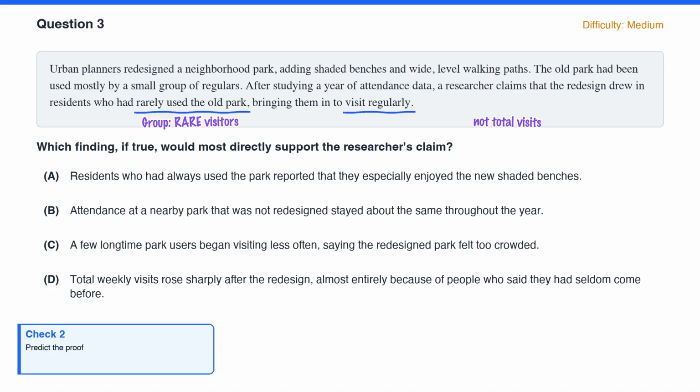Watch for choices that talk about the wrong group. Now the choices. A says residents who had always used the park enjoyed the new seating. That's the regulars, not the rare visitors. Our claim is about the wrong group.